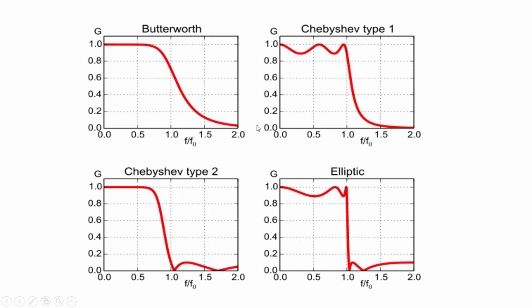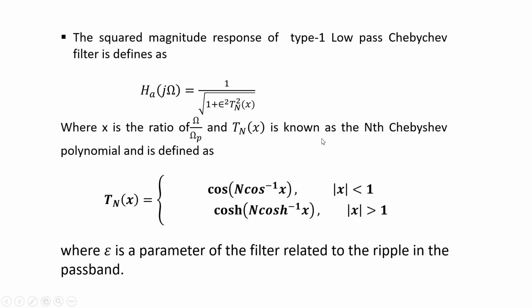On the negative side it will be minus omega p. So what we are considering in this diagram is the frequencies from omega equal to 0 to omega equal to omega p. All right.